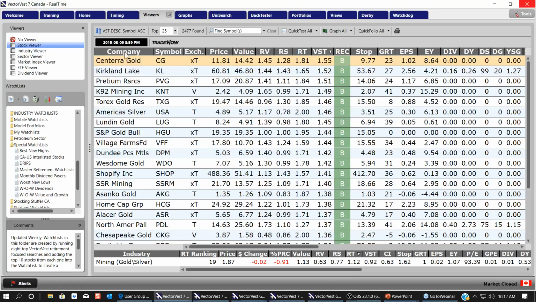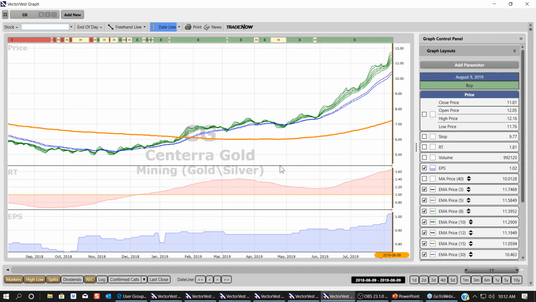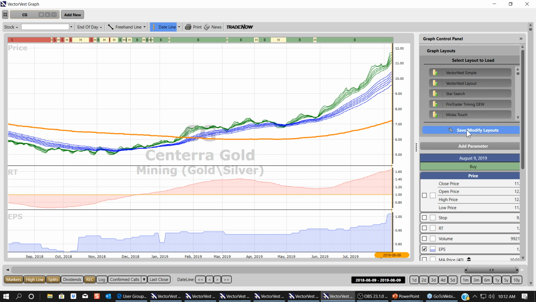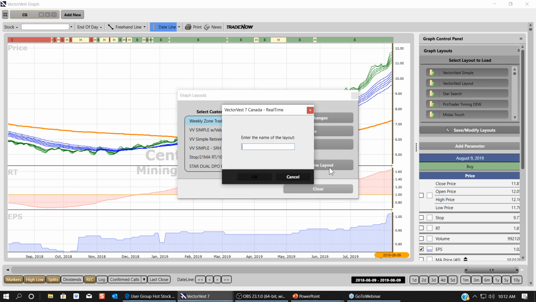All right. Before I go out of here, I want to show you one last thing, because you're wondering, once you've got this set up, do I have to set this up every time? No. You would go to Graph Layouts up here at the top right, left click, Save, Modify, Layouts, add a new layout, click on Add a New Layout, and then just give it a name.